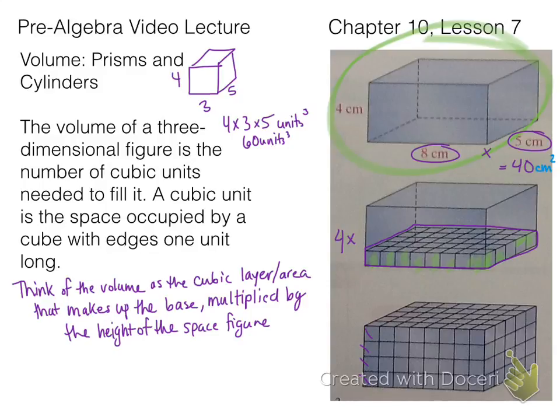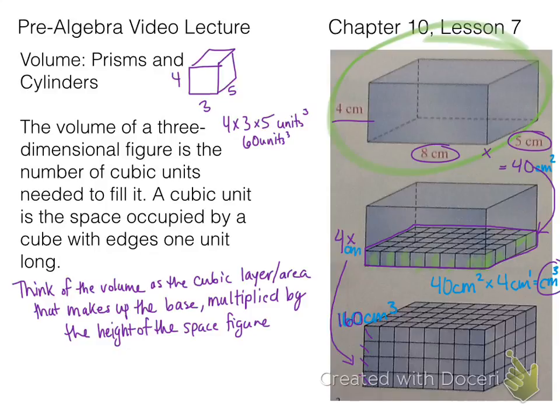That's what I'm multiplying. So 40 centimeters squared is the area of the bottom layer, but since I need 4 layers to get to the top, it's going to be 40 centimeters squared times 4 centimeters. Well, centimeters squared times centimeters is centimeters cubed, hence why we have our units in centimeters cubed.